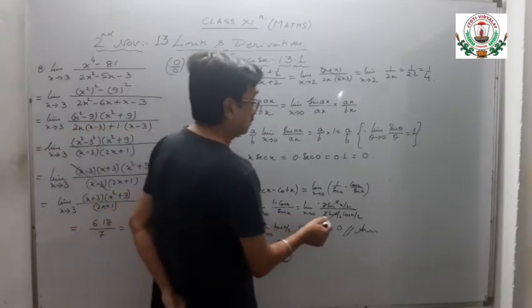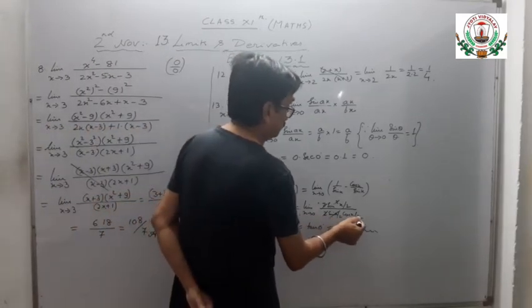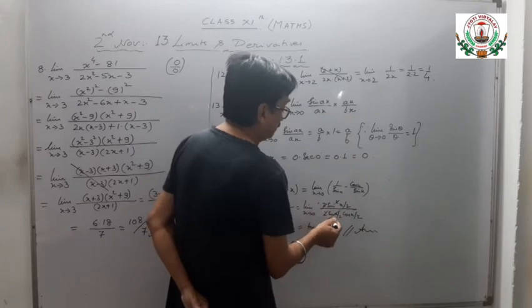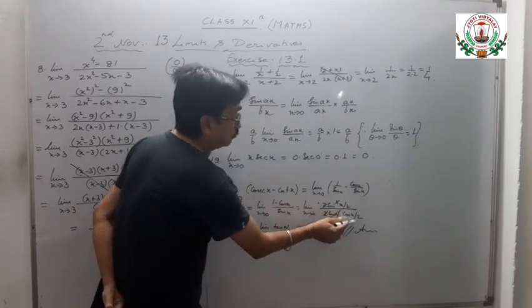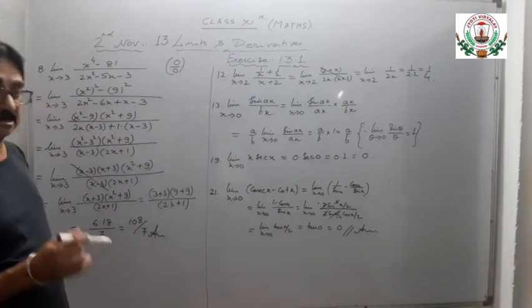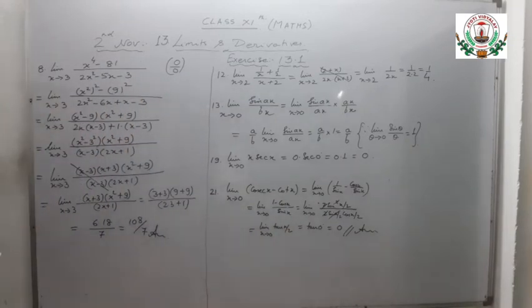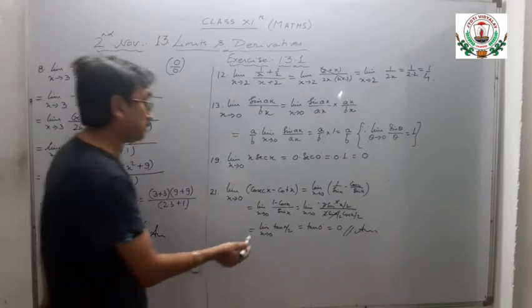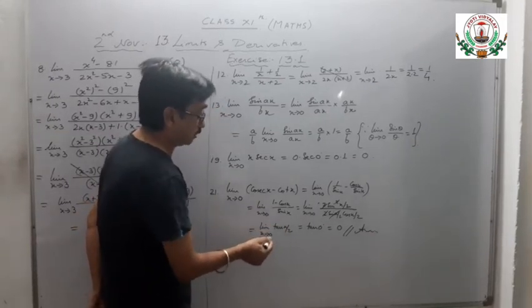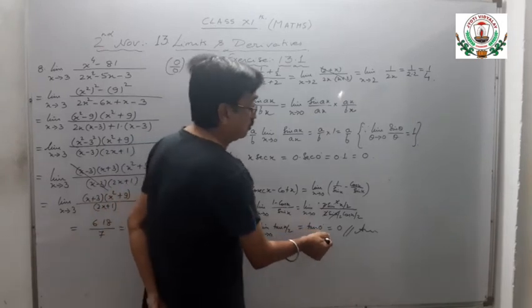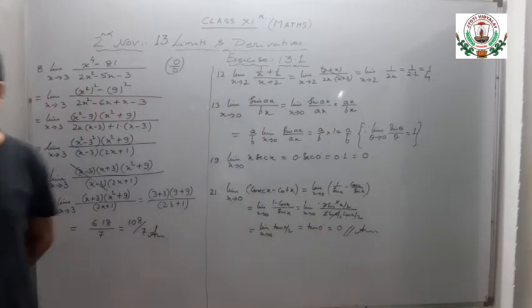So sin x is 2 sin x by 2 cos x by 2. So sin x by 2 cancels out, 2 and 2 also cancel out. So the remaining sin x by 2 upon cos x by 2 will be tan x by 2, as sin theta divided by cos theta is tan theta. So limit x tends to 0 tan x by 2. After substituting the value x as 0, it becomes tan 0, and tan 0 equals 0.